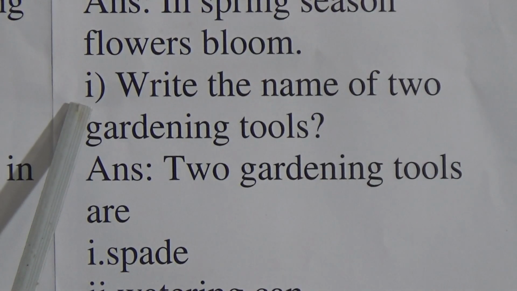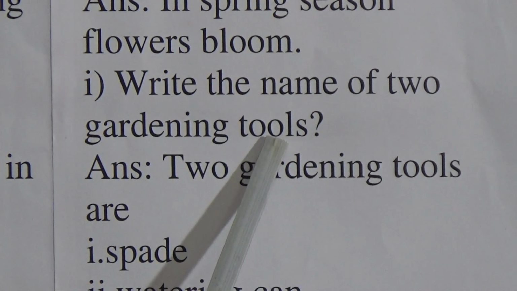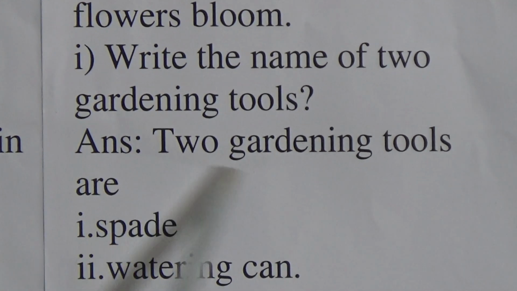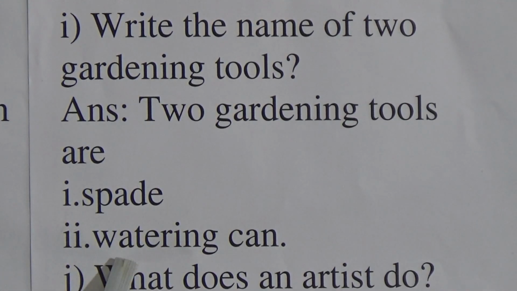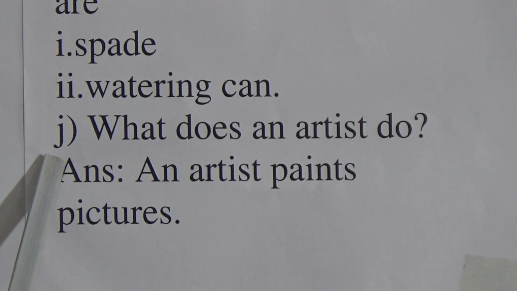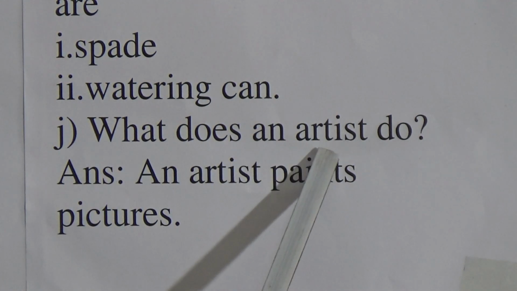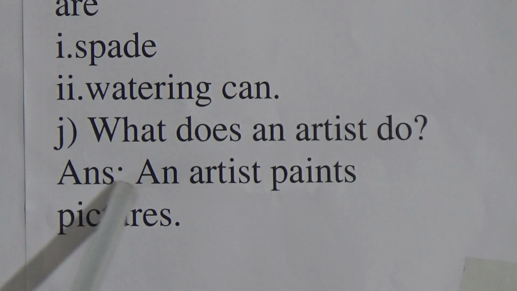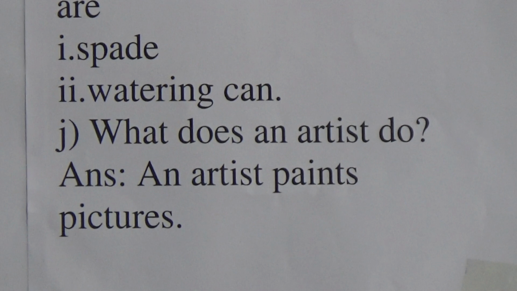And I number question is write the name of 2 gardening tools. The answer is 2 gardening tools are 1 number spade and 2 number watering can. And here is the last question and answer, J number. What does an artist do? The answer is an artist paints pictures. So dear student, I have finished my today's topic.